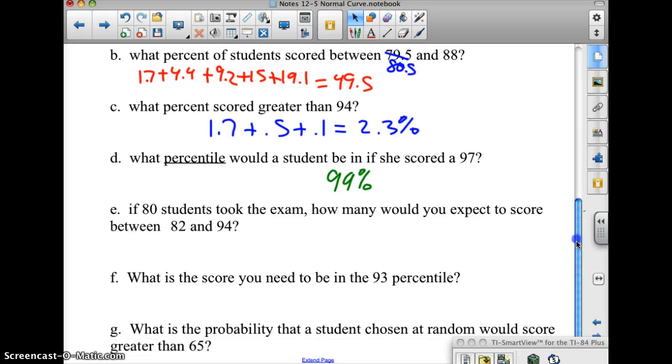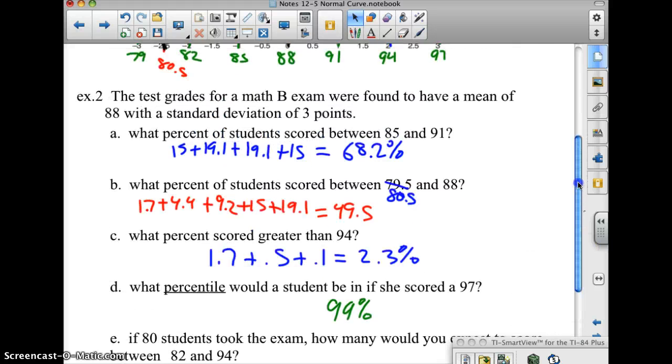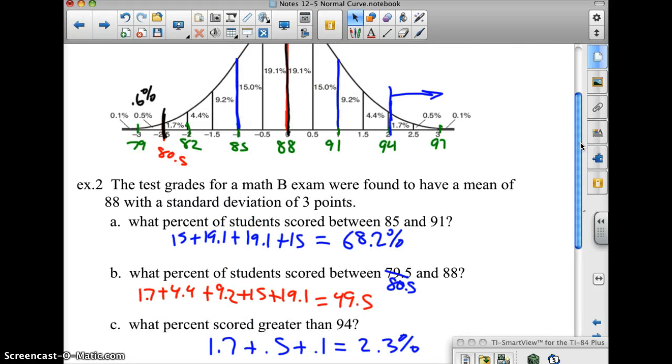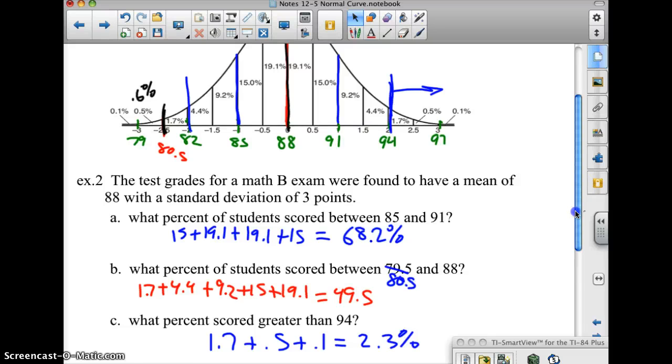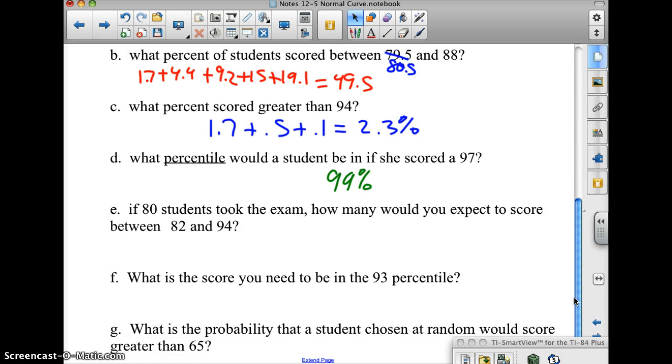If 80 students took the exam, how many would you expect to score between 82 and 94? All right, so now I need to find out the percent that are going to be between 82 and 94. Okay, that's the first step in that. All right, between 82 and 94, we add up all those percents in there. Well, that's within 2 standard deviations of the mean. That's 95% of the students.